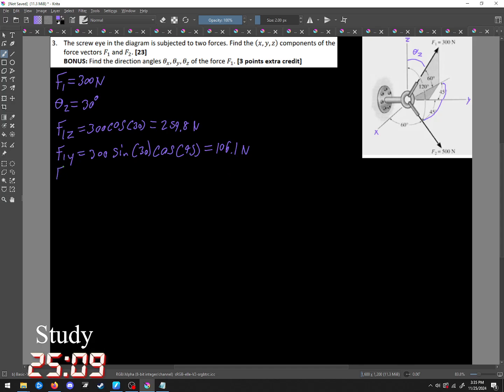And then we want F1z, which mine has as 300 sine of theta z sine of phi. So sine of 45. It should be the same thing then, 106.1 newtons. So that's force 1. Let's do the same thing for force 2. So force 2x, or force 2z.